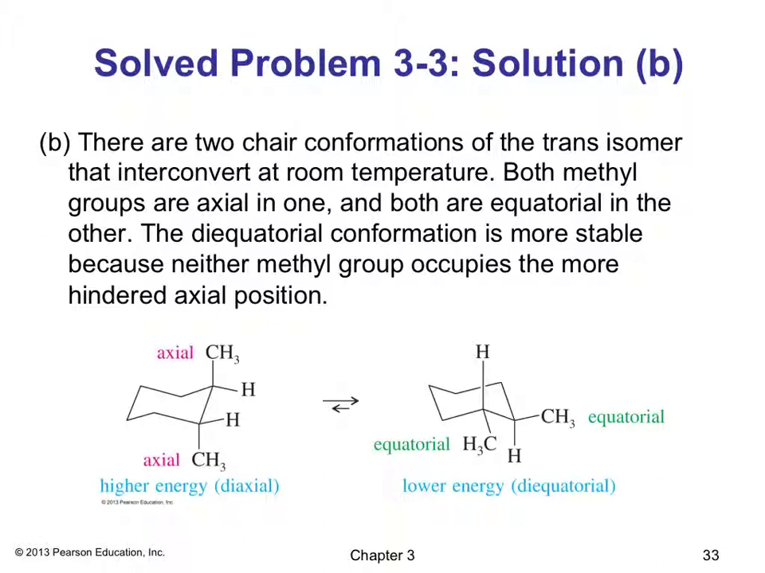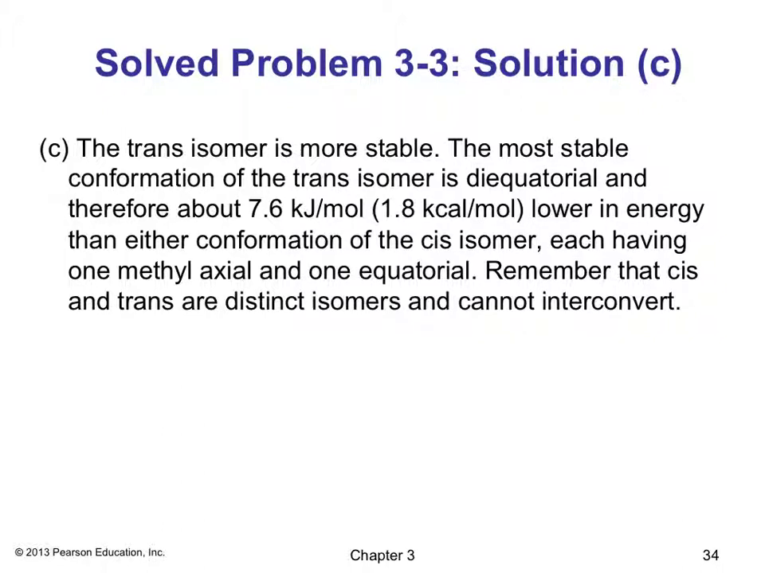In the case of the trans isomer, you have two of them now in the axial, and this would be diaxial. Then when you do a ring flip, you have them diequatorial, and this is going to be most favored, and this will be the stable conformation. So of the two, the trans is more stable because the trans isomer can be in the diequatorial conformation, which is about 1.8 kcal per mole lower in energy than either conformation of the cis isomer. Remember that cis and trans are distinct isomers and cannot interconvert.